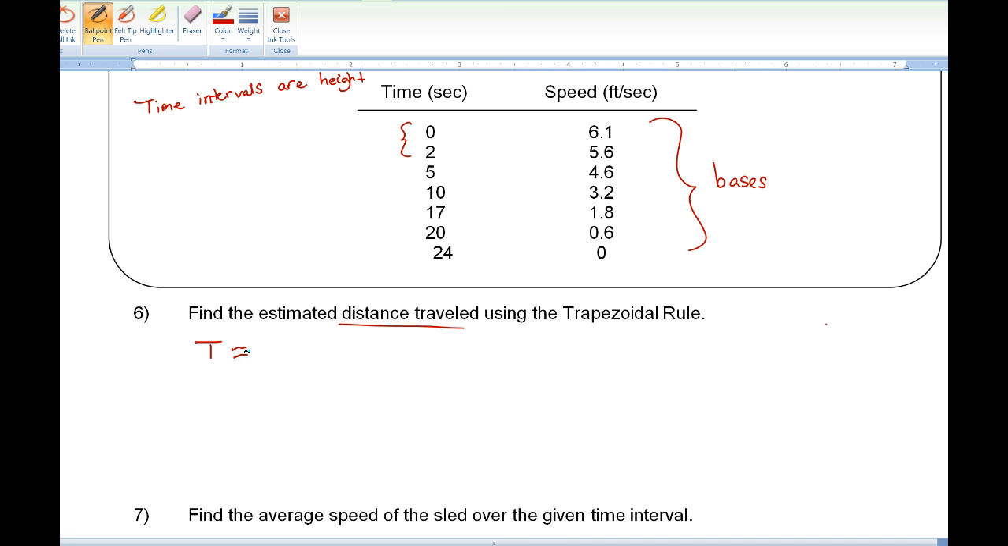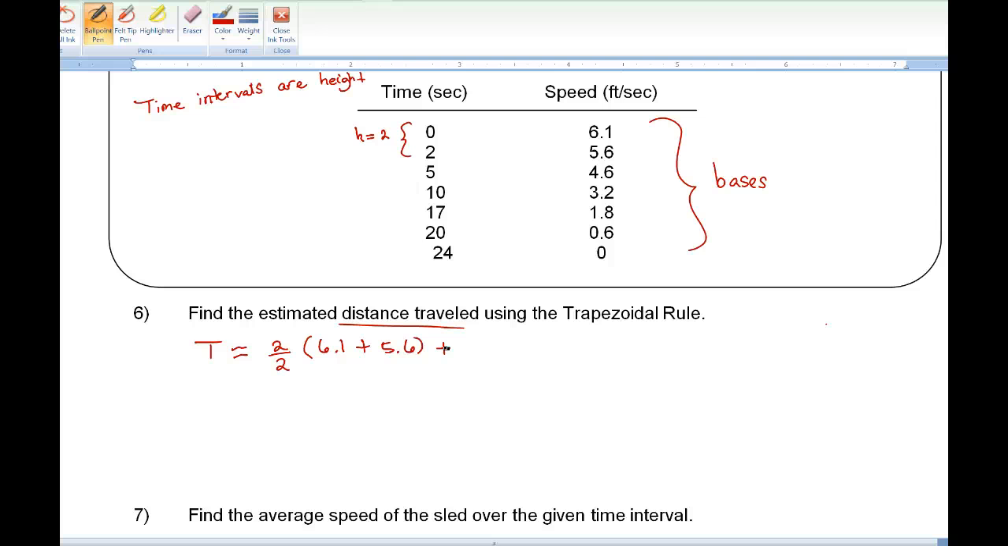So the first trapezoid is going to be a height of 2, so it's going to be 2 over 2. And then base 1 is 6.1 plus base 2, which is 5.6. Not 2 times any of them, because that trapezoidal approximation method could only be applied if the intervals were of equal length. But if they're not, you have to do them as separate trapezoids.